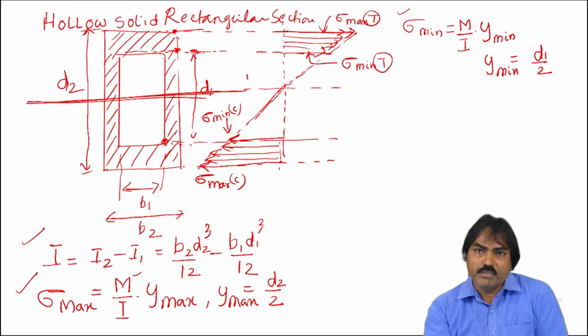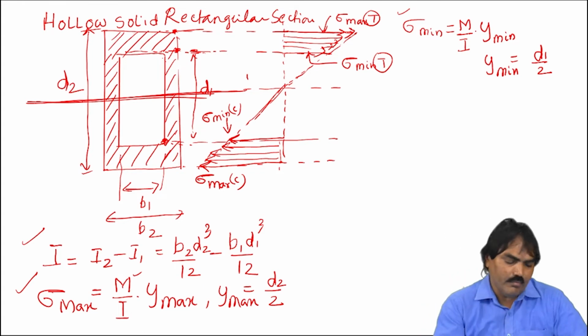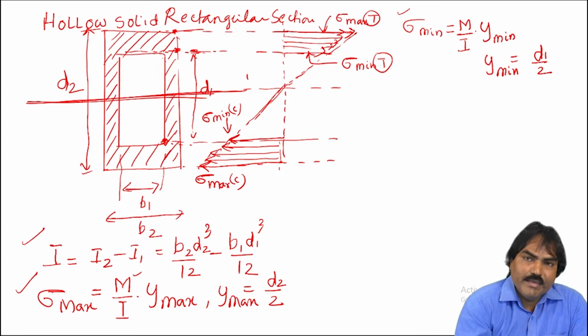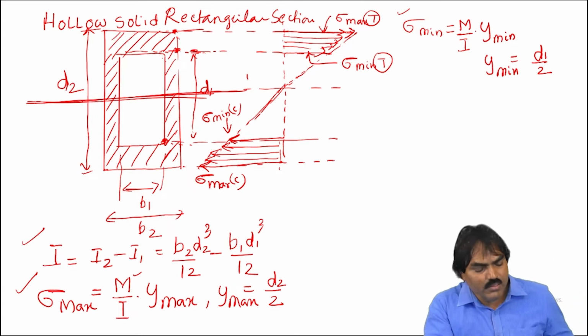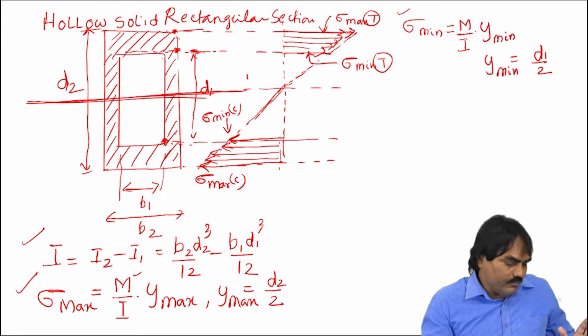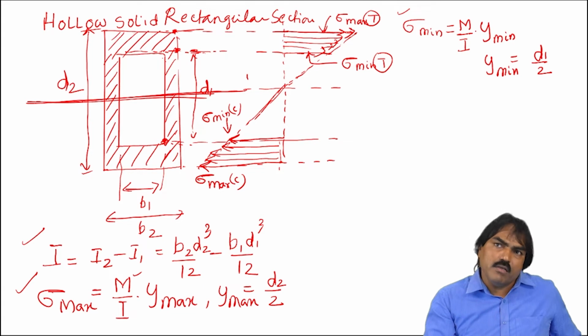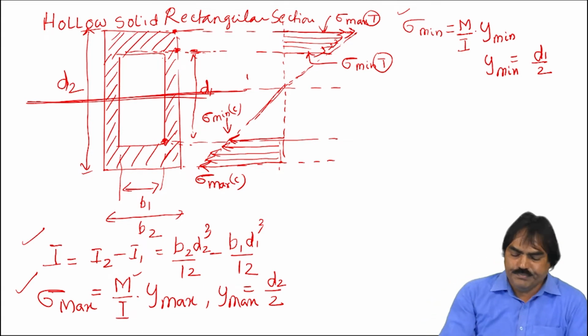So the hollow sections will have advantage compared to the solid sections because inside we are removing the material where the stress is actually very small value, and we are keeping the material where the stress is high. So this way, the hollow rectangular sections will have a somewhat advantage compared to the solid sections. But the only drawback is the manufacturability.